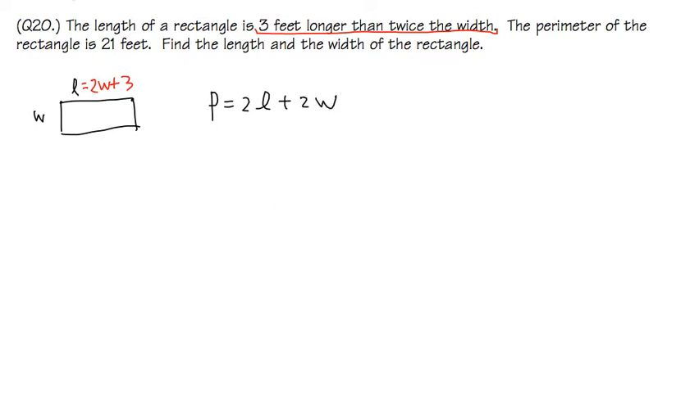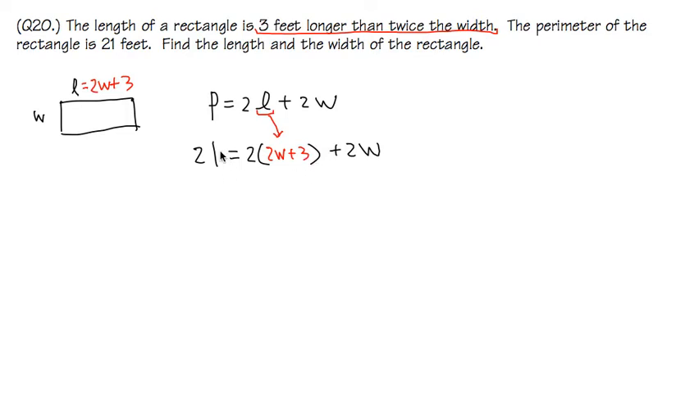Alright? And now with this, let's see. It says that the perimeter is 21 feet. So I can plug in 21 for P, the perimeter. And that's equal to 2 times, for the L, I'm not going to use L. I'm going to use the expression I got earlier, 2W plus 3. Let me put it down right here. Make sure that you put parentheses around this because 2W plus 3 represents the L. And the rest right here is plus 2W, from the formula.